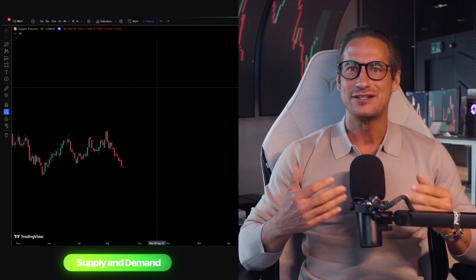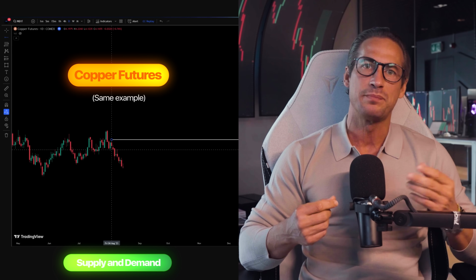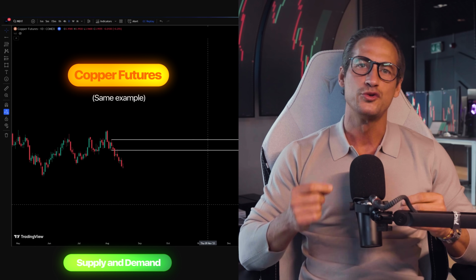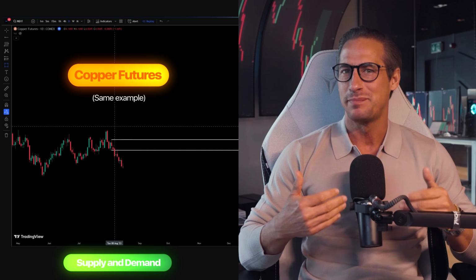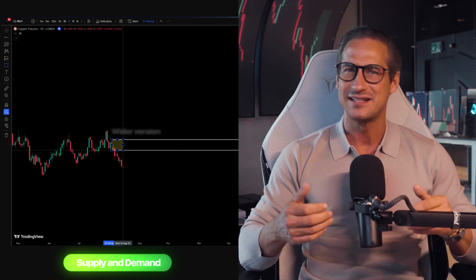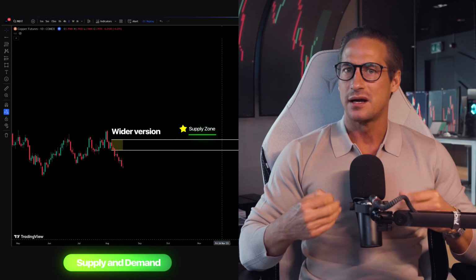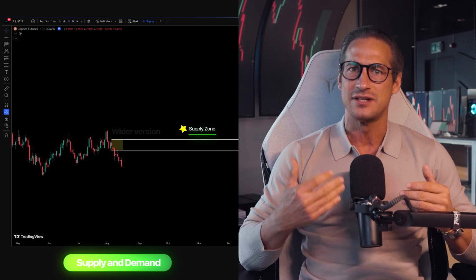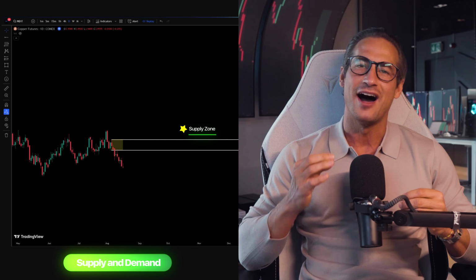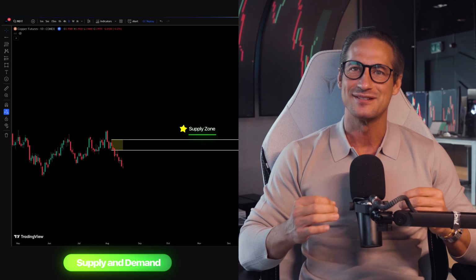First of all, let's look at a previous copper example from a supply and demand point of view. What do we see? Well, finding our supply zone is quite easy now, and it's a high quality one too. There are a couple of supply and demand rules that guarantee we find only high quality zones.